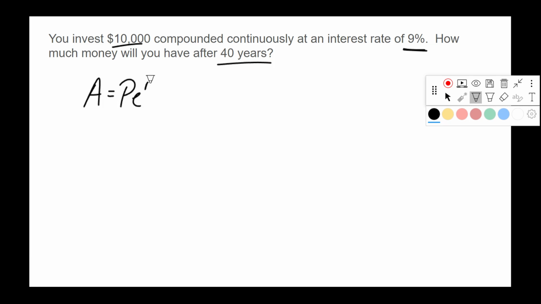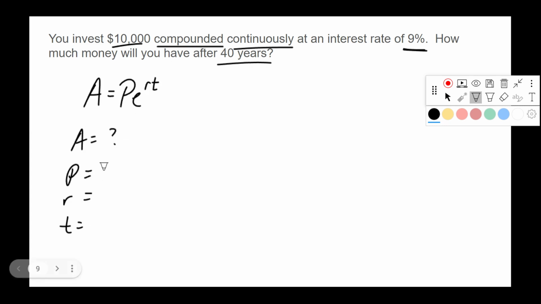So we are going to use what I like to call APERT, because it says it's compounded continuously. That's the only time you can use this equation, when it says it's compounded continuously. Then you can use APERT. So we're going to write down what we're going to find. A, P, R, N, T. A, the amount after, I don't know. Principal is the amount that I put in. I put in 10 grand. The interest rate is 9% or 0.09 as a decimal. Take 9%, move the decimal 2 places to the left, put a decimal, fill in with a 0. And T is 40 years.